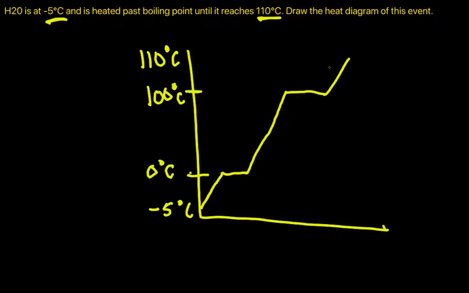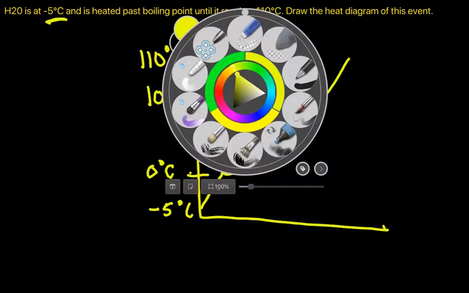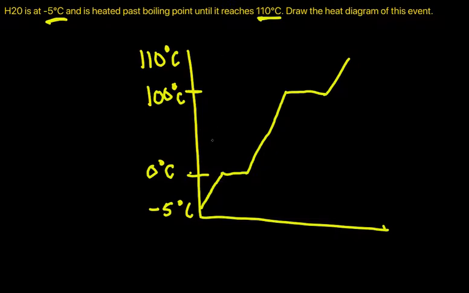So that would be the heat diagram of this event. Now, if we were looking to solve for the energy of this event, it'd be pretty simple. I'm going to label these segments 1, 2, 3, 4, and 5. In order to figure out the energy, you've got to figure out the energy of these individual segments and then find the sum.